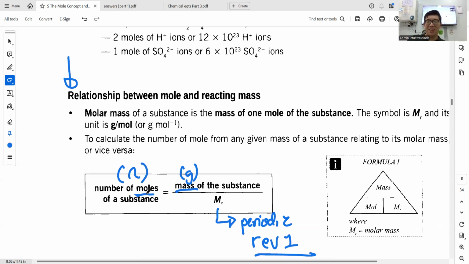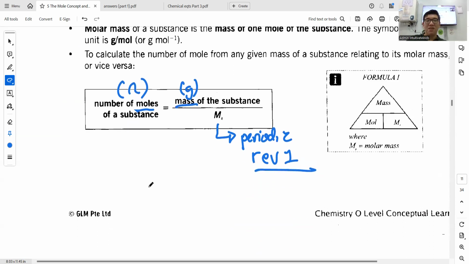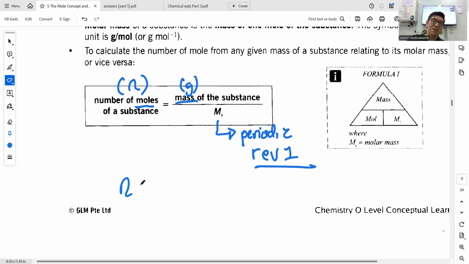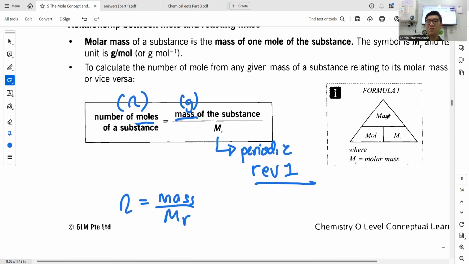Yeah, we'll talk about that later. Okay, so in the very short form, this is what I do. I write this in a short form like that. N with a curve to represent number of moles. Then mass over MR. You can use a triangle if you're used to it. If you're used to working with a triangle, it is mole, mass, MR, with mass at the top. So when you cover one of them, then it's mole times MR. That's how you use the triangle. Okay?